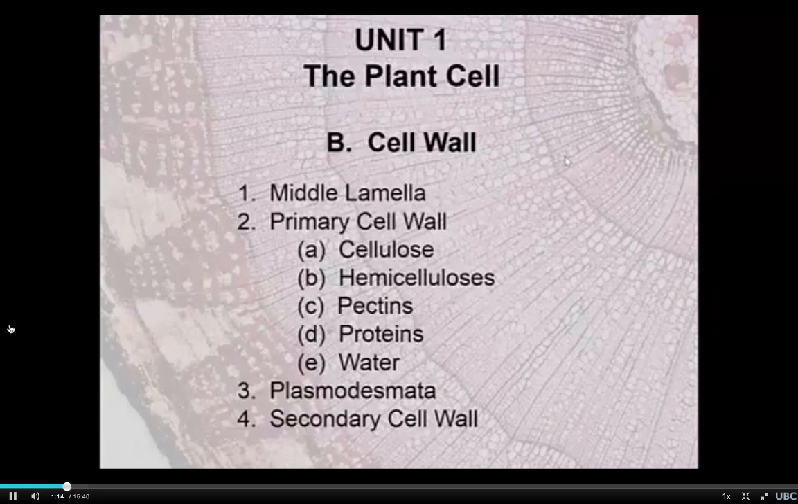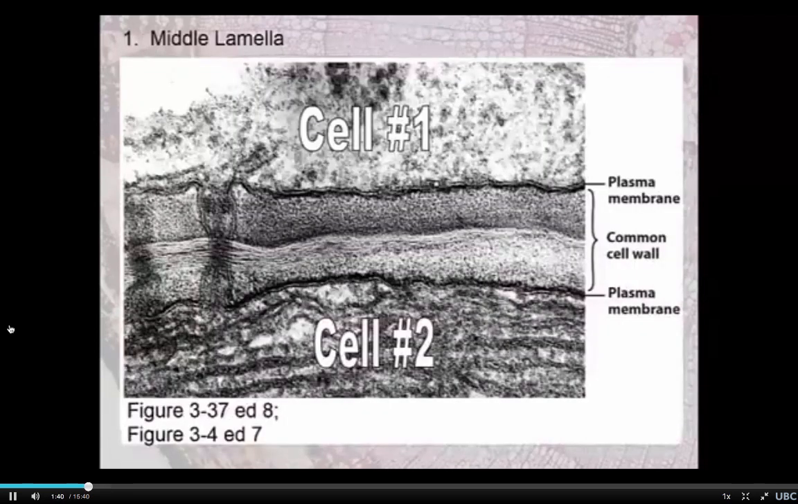Now, the cell wall is often laid down in two stages. We have what's called the primary wall, which is laid down first, and this generally happens while the cell is still growing or expanding. And then we have a secondary wall. Not all cell types have a secondary wall, but in some cases, after growth is complete, other layers are laid down, and this component is often lignified, has lignin in it, and we'll talk about that. So the first component that we're going to talk about is the middle lamella.